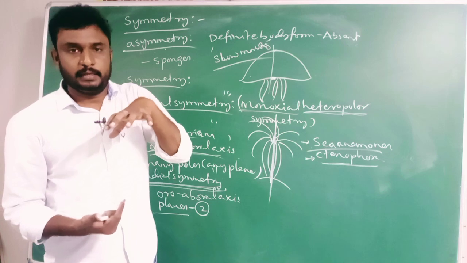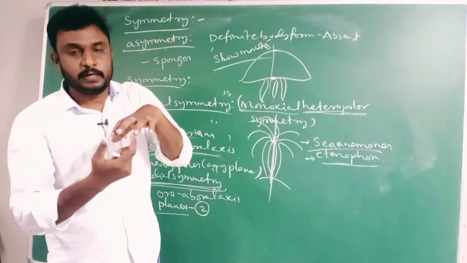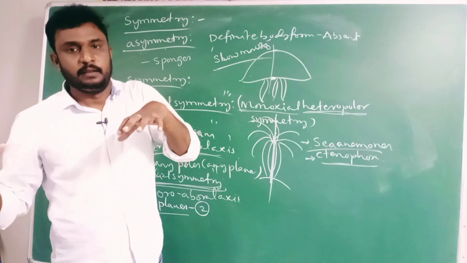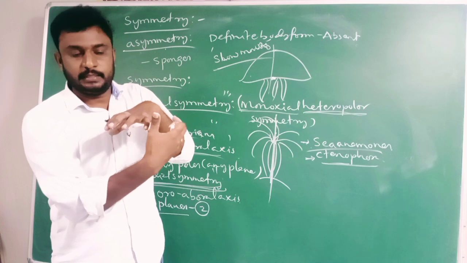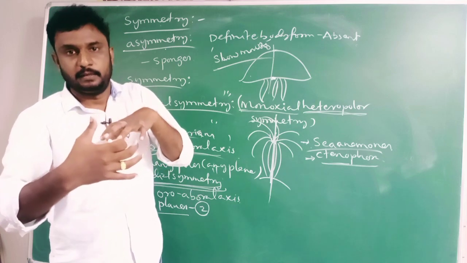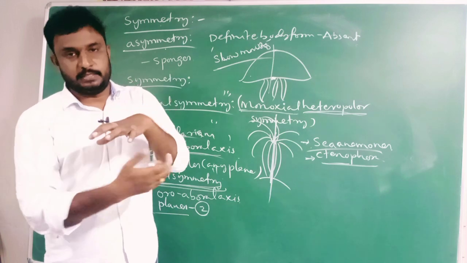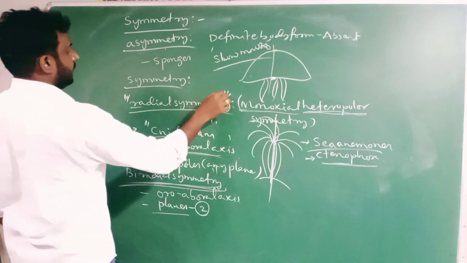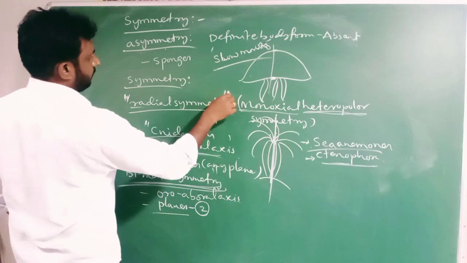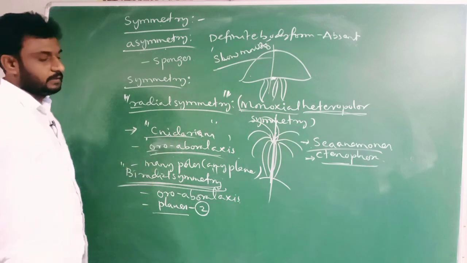If any danger or stimulus comes from any direction, it can respond. From this direction, it can respond; from this direction, it can respond. So it can respond to the stimulus coming from all directions. This is an advantage in radially symmetrical animals.